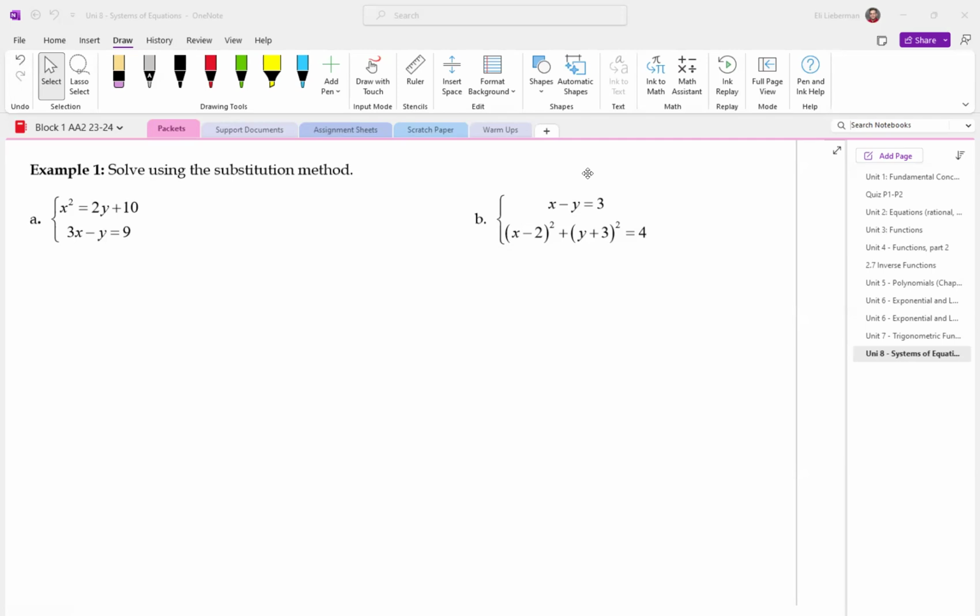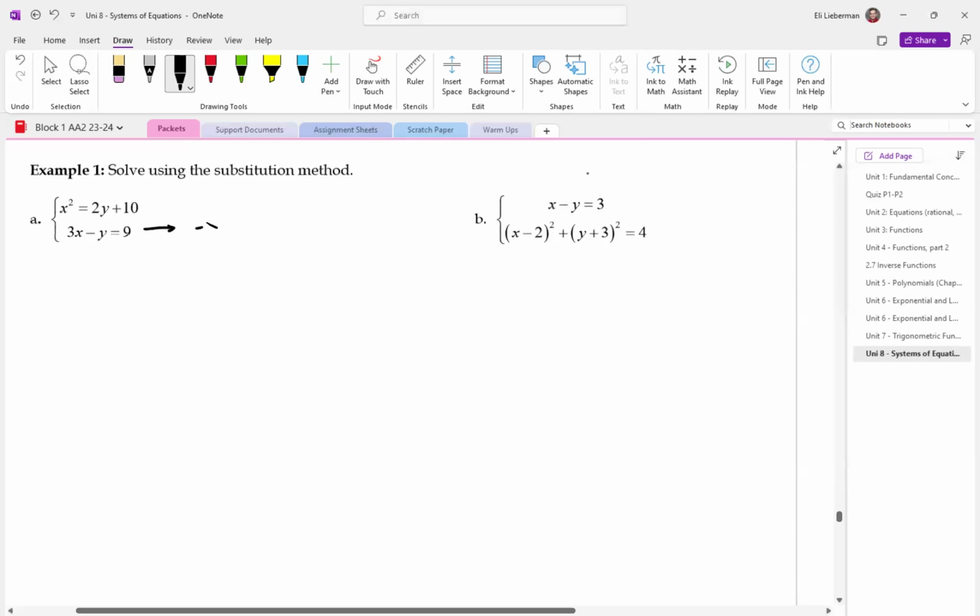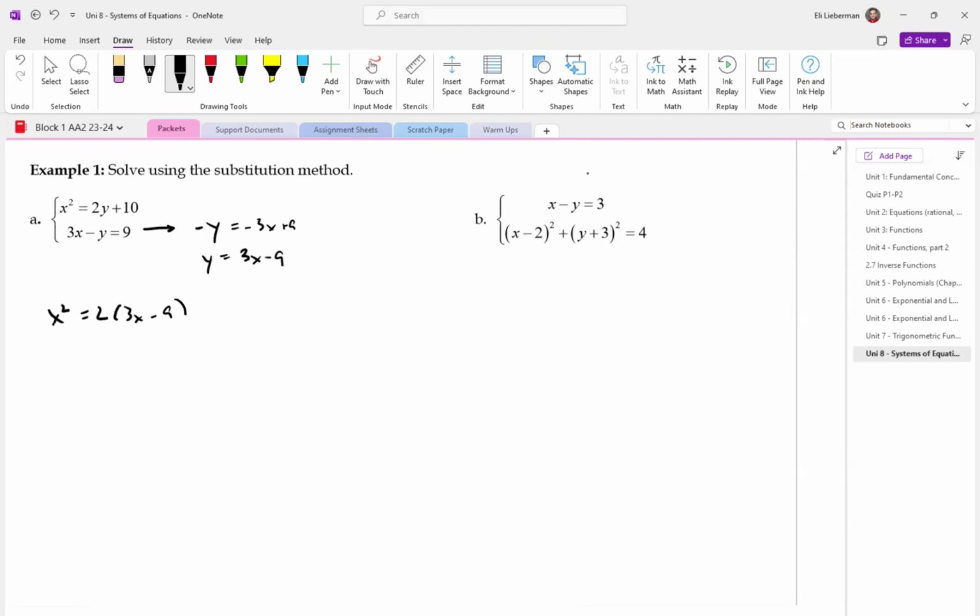Yeah, so to start, I subtracted a 3x, which gave me negative y equals negative 3x plus 9, divided everything by a negative. That gave me y equals 3x minus 9. And I substituted that into the first equation and ended up with x squared minus 6x plus 8 equals 0.